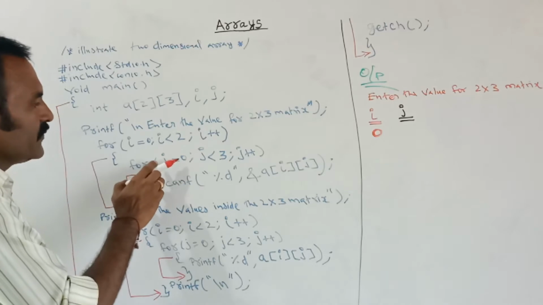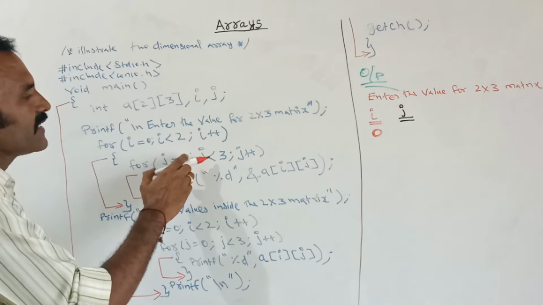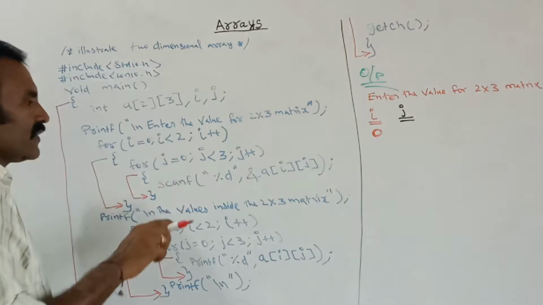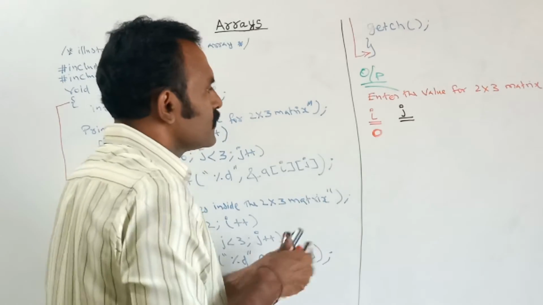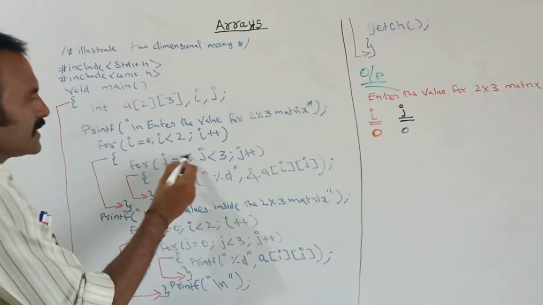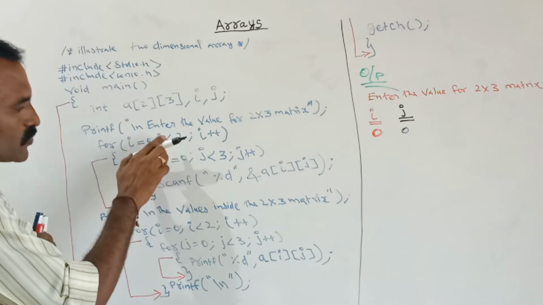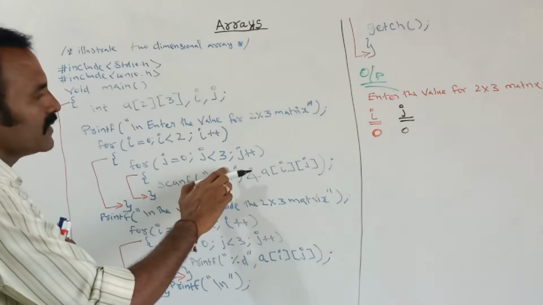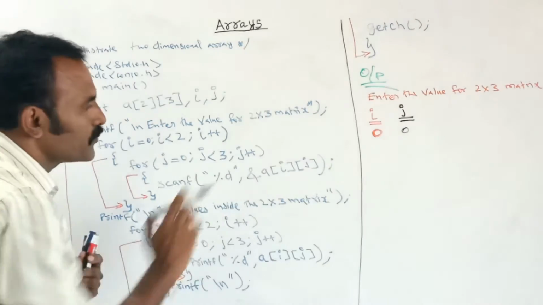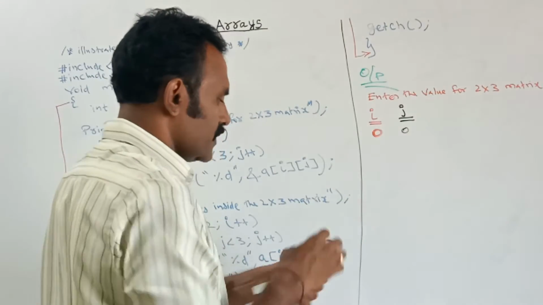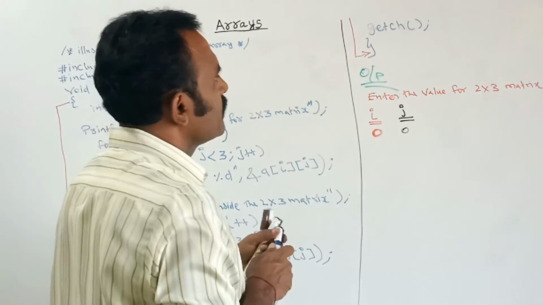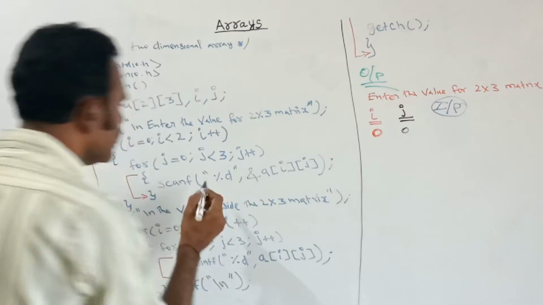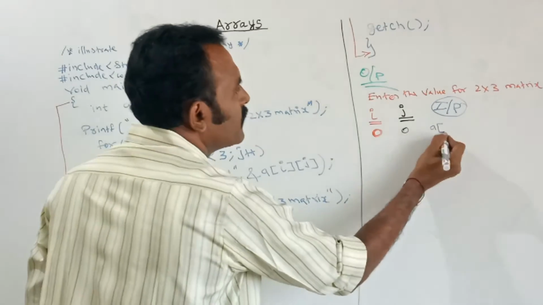Here the inner loop value, j, is 0. Again it will check whether the condition is true. If the condition is true, it will go inside the inner for loop. So j is 0, the condition is true, 0 is less than 3, so it comes inside. Inside, I am giving the input for the variable a of i-th position and j-th position. So this is the input part.